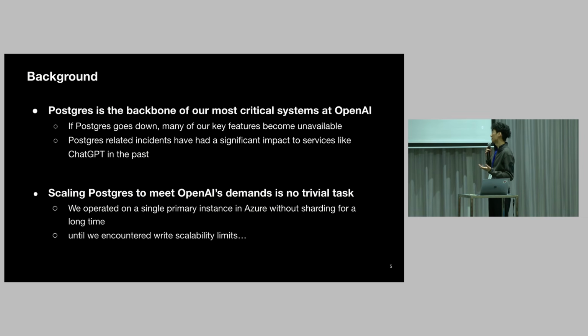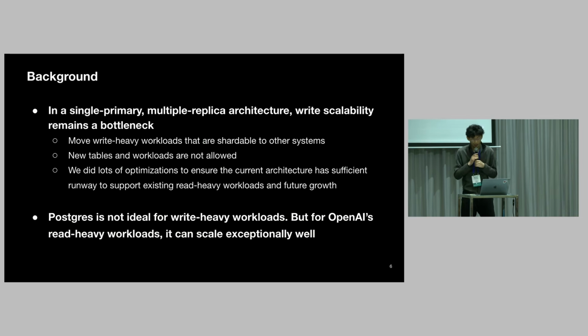We basically operated on a single primary instance without sharding for a very, very long time, until we encountered write scalability limits. Because for a single primary instance, you cannot scale writes. You can add read replicas to scale reads, but for the single primary, you cannot scale writes. So in the current single primary multi-replica architecture, write scalability remains a bottleneck.